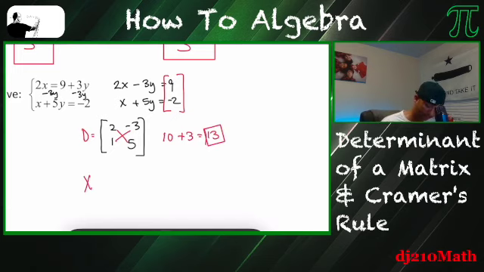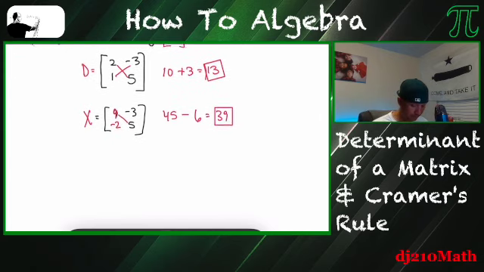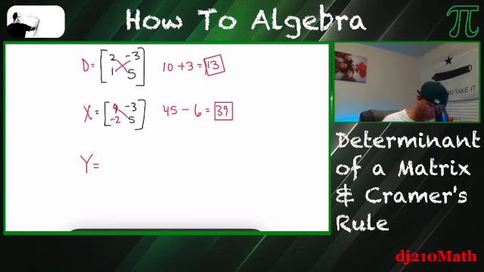Then capital X, we're going to replace the X column with the answers. So 9, negative 2, negative 3, 5, right? That's going to be, the diagonals are going to be 45 minus positive 6, right? Negative, negative is a positive, so positive 6. That's going to be 39. All right, capital Y. This is going to be the original X, right? X has to go back, so 2, 1, and just Y gets replaced. 9, negative 2. So these diagonals are going to be negative 4 minus 9, negative 13.